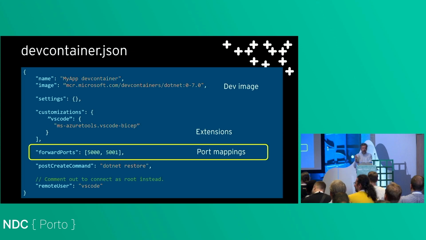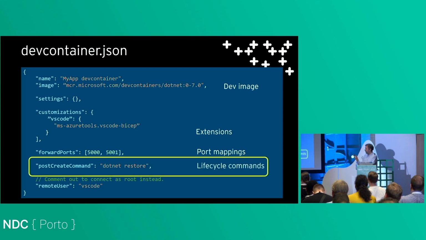You have the port mappings. Ports will automatically be forwarded, but you can be more specific here about which ports you want to forward, and you can also add labels to them and so on. You can run various commands like pre-create, post-create, post-start, those kinds of things. That can be very useful for many things, for example to run startup scripts. Maybe you want to seed the database or something like that, and you want that done when you start the environment. You can put that in here, and then this will happen for all developers opening this.